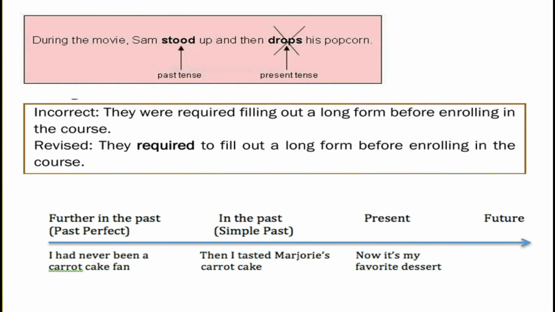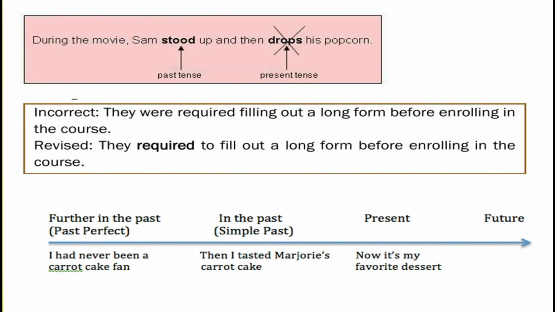Now another example that I brought in is: during the movie Sam stood up and then drops his popcorn. So there is a mix-up of tenses in the same sentence. Sometimes we do that of course, but not really in this context because the meaning is slightly muddled there. Now whatever tense we use, the ultimate aim of communicating is of course to pass on the correct meaning. So we need to be consistent in the tense form. Sometimes we do mix up tenses, but that depends on the meaning that we want to convey. So normally if we use the past tense form, we continue with some form of past tense itself.